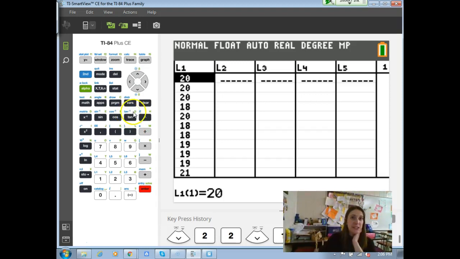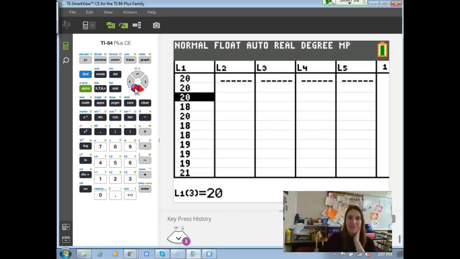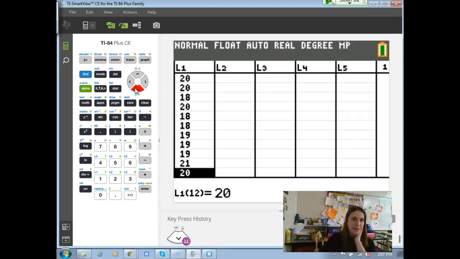20, 20, 20, 18, 20, 18, 18, 19, 19, 19, 21. I don't know. This is how it goes in class too, huh, kids? Alright, 21, 17, 20, 19.